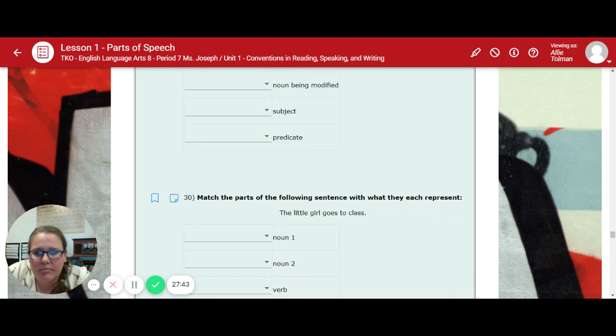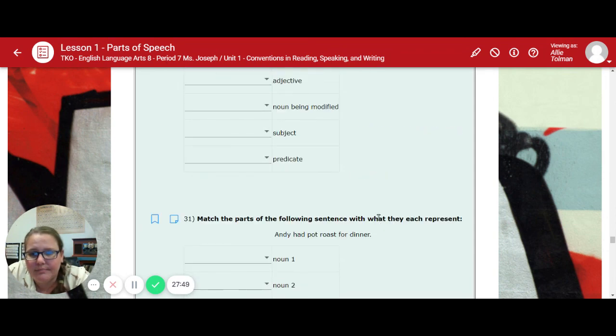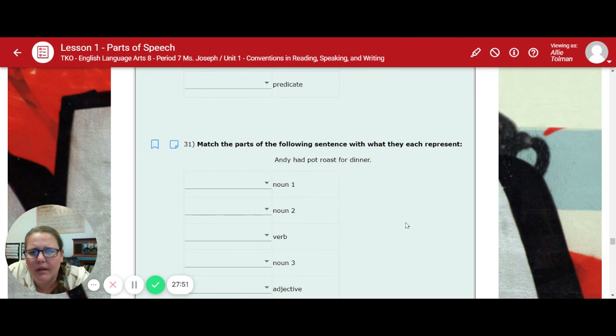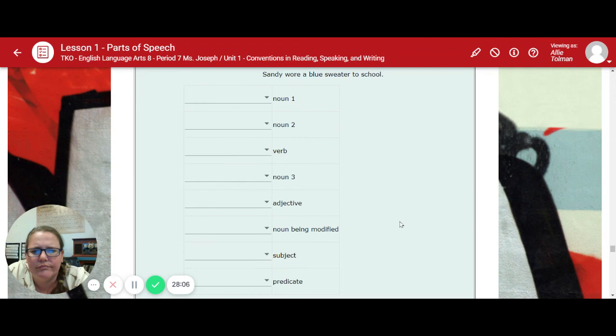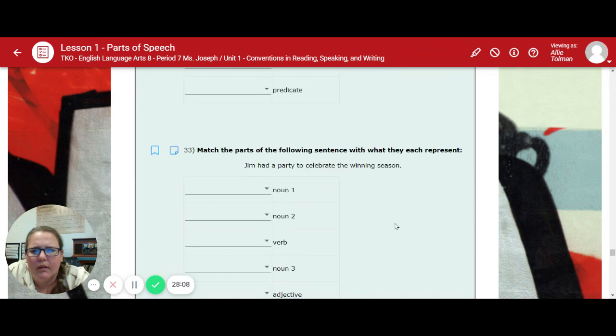Number 30, match the parts of the following sentence with what they each represent. The little girl goes to class. 31, yet again, match the parts of the following sentence with what they each represent. Andy had pot roast for dinner. 32, match the parts of the following sentence with what they each represent. Sandy wore a blue sweater to school. Number 33 is the same. Jim had a party to celebrate the winning season.